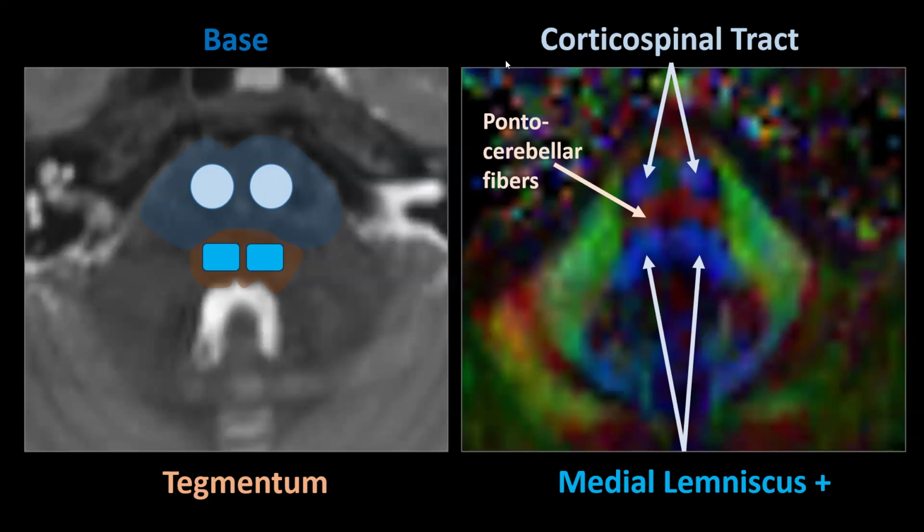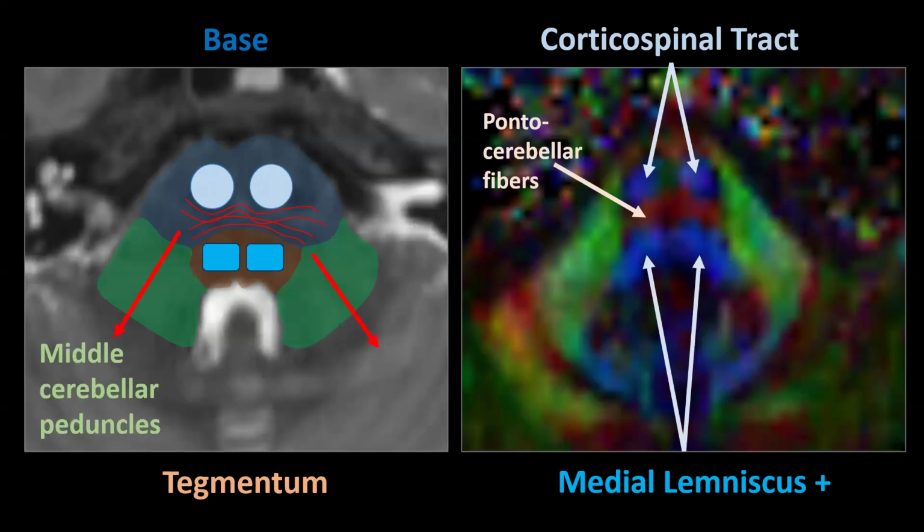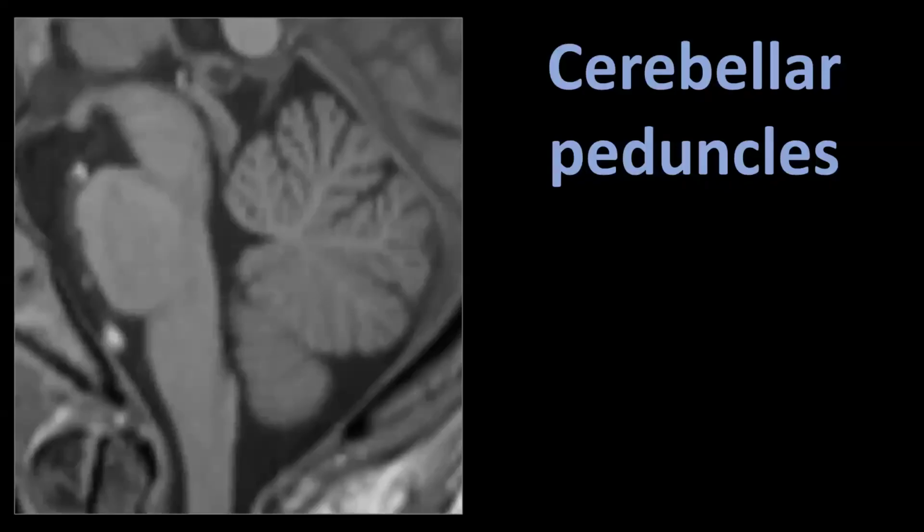As said, the corticopontine fibers synapse in the pontine nuclei, and then these other axons cross to the other side via the pontocerebellar fibers, and they run all the way to the contralateral cerebellar hemisphere through the middle cerebellar peduncles. So this brings us to the cerebellar peduncles to finalize our discussion on the white matter tracts in the brainstem.